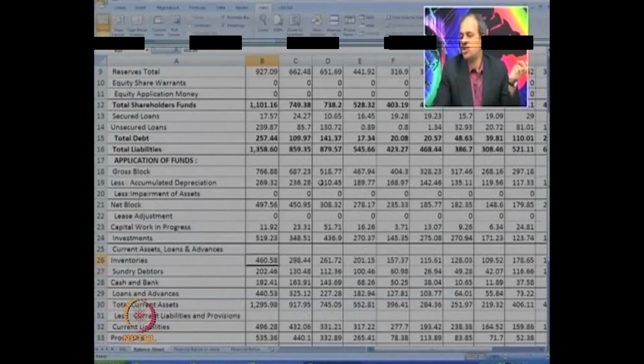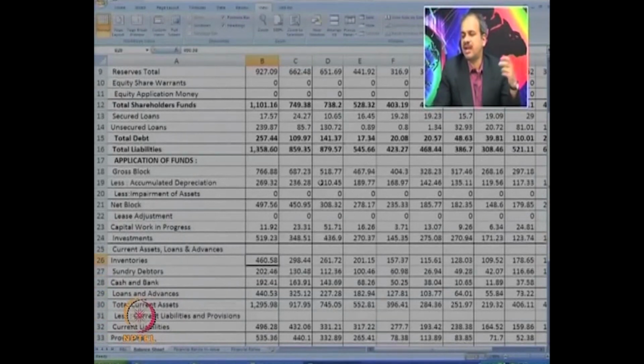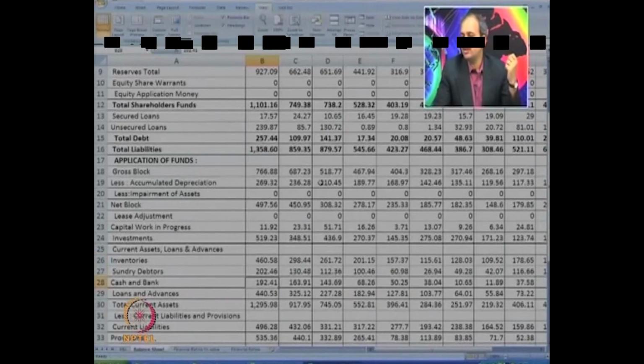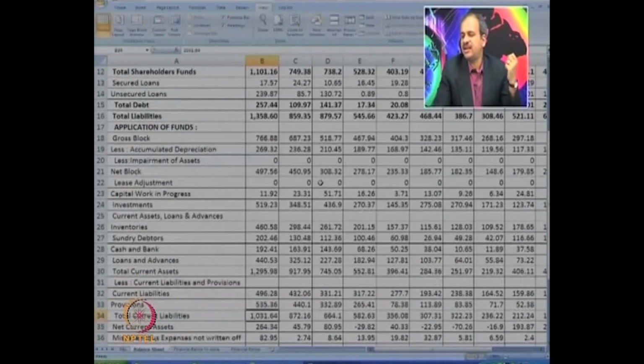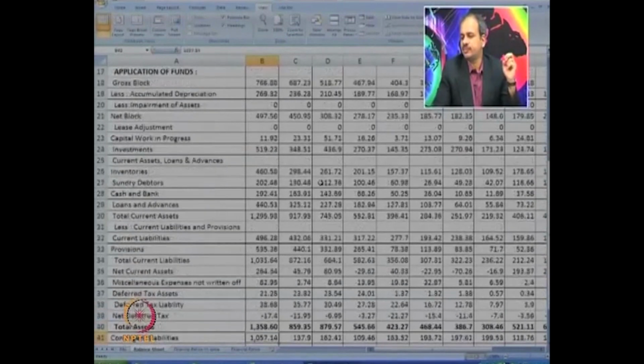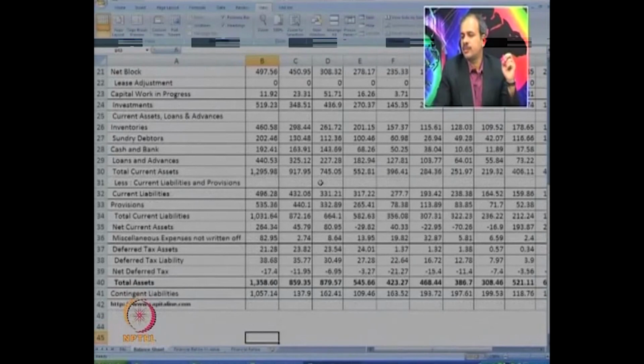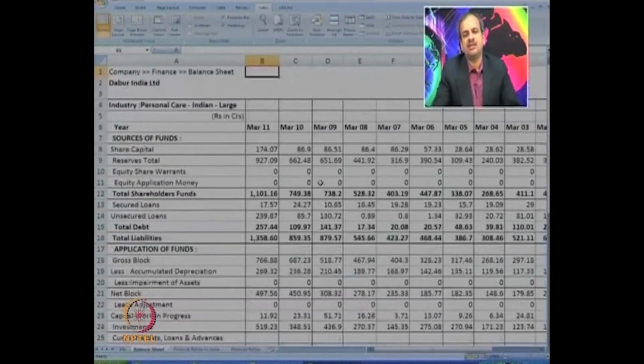Then inventory is currently rather on the higher side, 460. Sundry debtors, loans, the total current assets are 1295. The net current assets are about 1000 crores. So, this is the overall position as far as the assets and liabilities, or the financial health of the concern, is concerned.